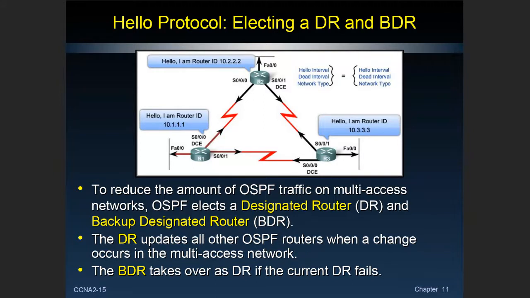So the DR receives all the updates from the other routers, and if there's any update from any one of these other routers, he updates all the other routers. He's the master communicator to all the other devices of all the updates. The BDR, the backup designated router, will take over if the DR fails.